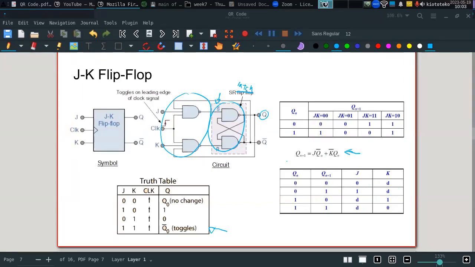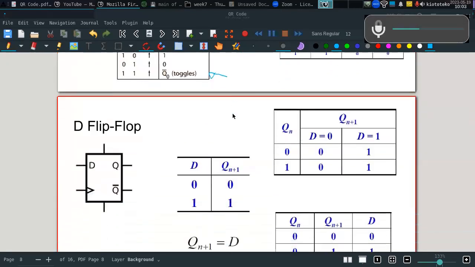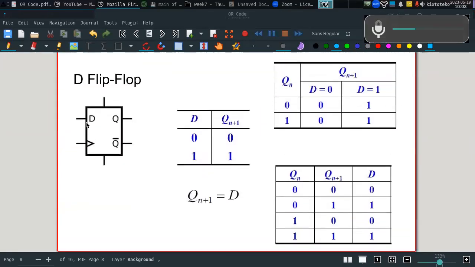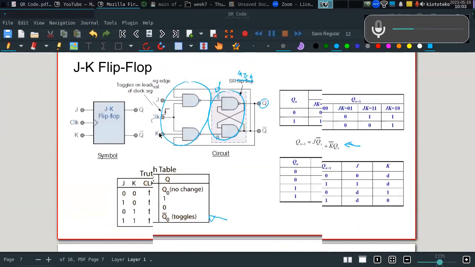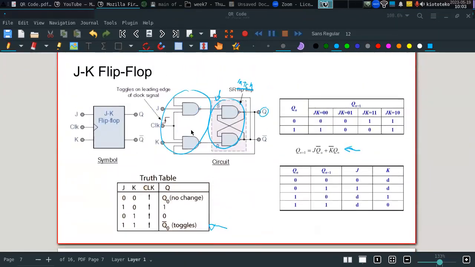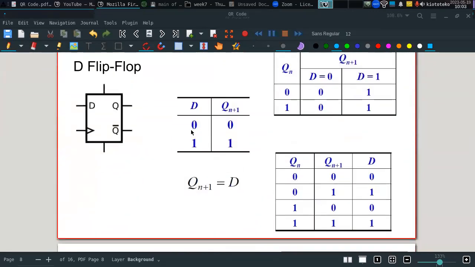So yeah, this is the JK flip-flop. Then we also have the D flip-flop, where, as you can see here, the next state depends on what you have in both inputs, but in the D flip-flop, it only depends on the single input. Whatever you have in the D, it will pass to the next state. Now, this may seem simpler than the JK, but in reality, the D flip-flop is usually composed of a JK flip-flop plus another gate. So it doesn't necessarily make it simpler than the JK flip-flop.